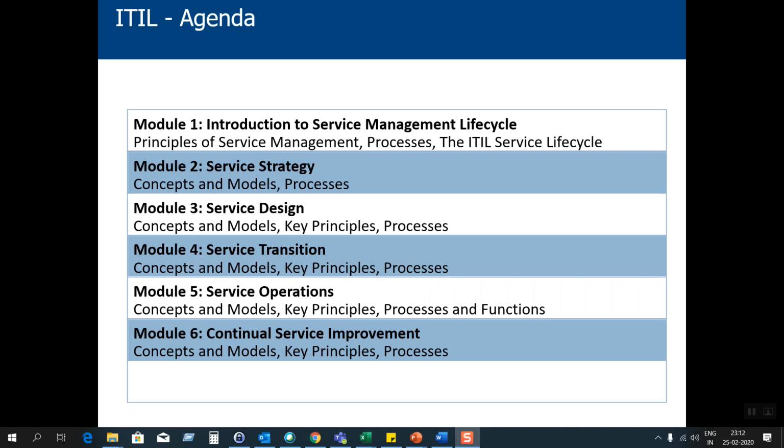Before the life cycle, we need to discuss what service management is, and a few keywords: what is a service, what is a process, what is a function, and who are the owners of these processes, functions, and services. So let's get into the next slide.